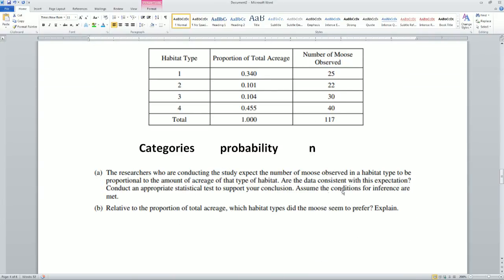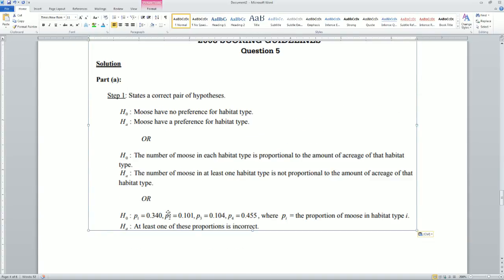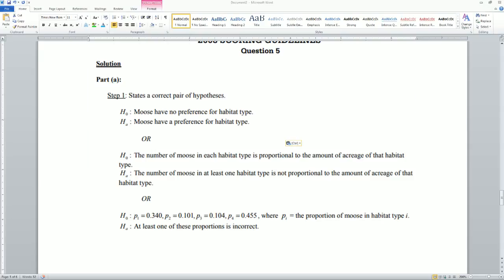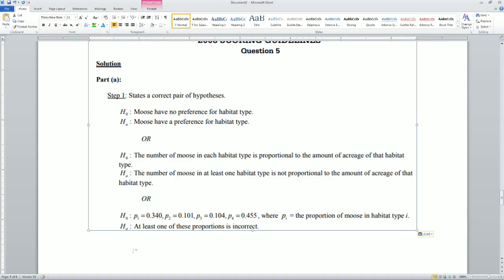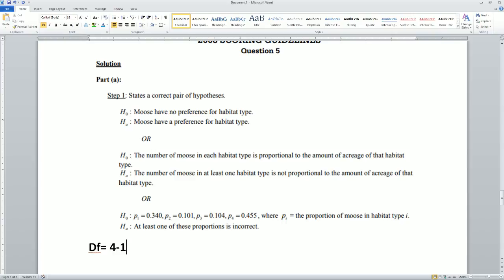So after this, you give me the HA. Run your tests and tell me what you got. What's your degrees of freedom? Give me your degrees of freedom first. 3. That makes sense, right? And your chi-square is straightforward.